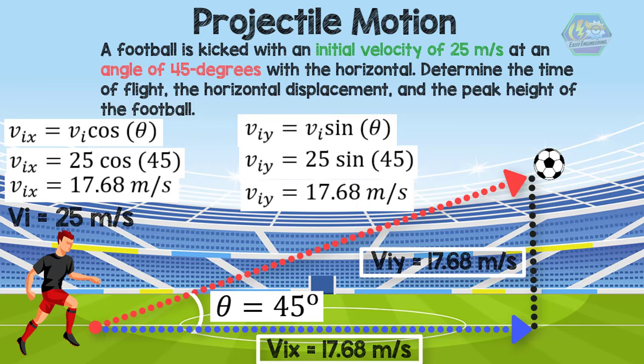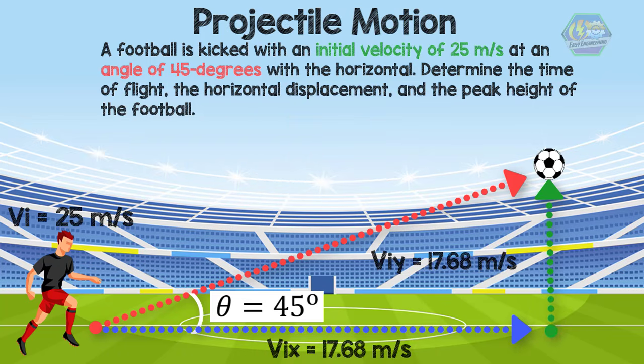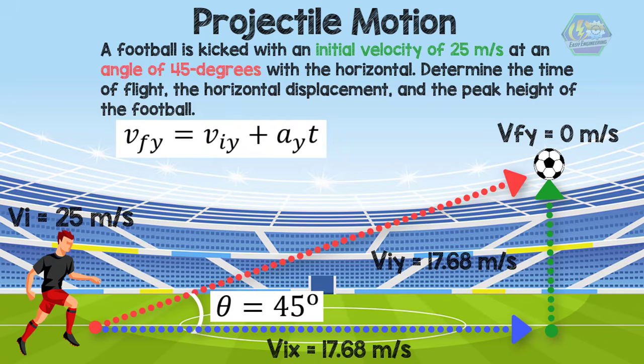We are asked to find the time of flight first. When the ball reaches the maximum height, its final velocity along y is equal to 0 meters per second. So we can use equation 3 to find the time t. We will only account for the y component, as a sub y is the acceleration along the y component, which is due to gravity, g, equal to negative 9.8 meters per second squared. The negative value indicates that the acceleration's direction is downward.